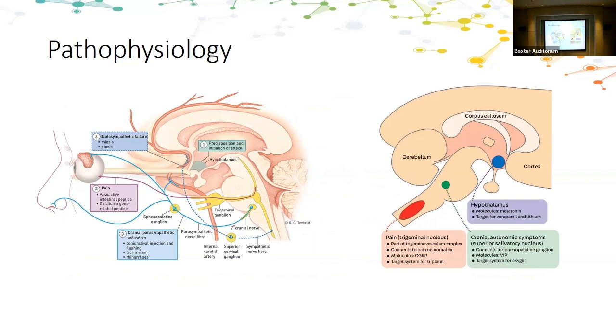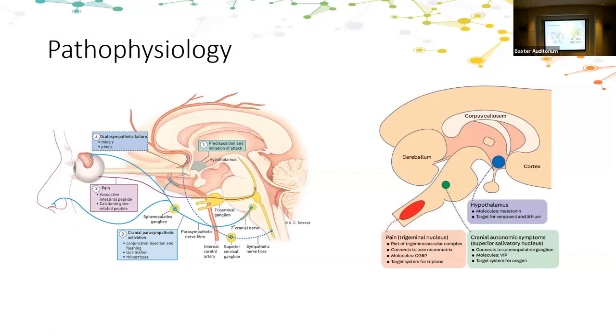And then you get this pain. You get the vasoactive intestinal peptide and the CGRP that is released. Then you get the cranial parasympathetic activation, which involves the conjunctival injection and flushing, the lacrimation, the rhinorrhea. And then you get the oculosympathetic failure, which can lead to the miosis and ptosis.